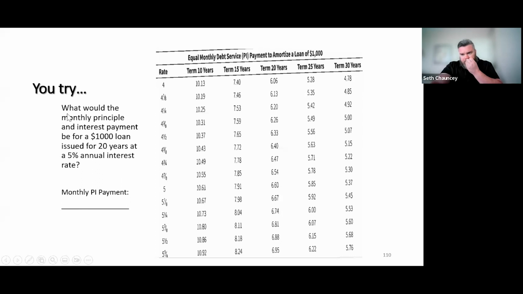So if we look at this one, it says, what would the monthly principal and interest payment be for a $1,000 loan issued for 20 years at 5% annual interest rate? Now, folks, I know it's hard because you're just looking at slides, but 20 years, 5%.